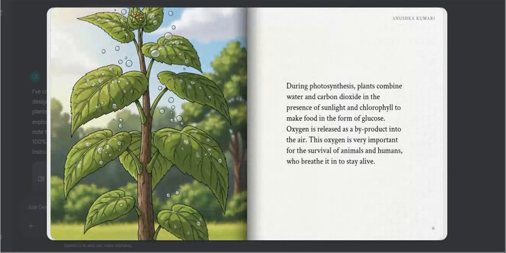During photosynthesis, plants combine water and carbon dioxide in the presence of sunlight and chlorophyll to make food in the form of glucose. Oxygen is released as a byproduct into the air. This oxygen is very important for the survival of animals and humans who breathe it in to stay alive.